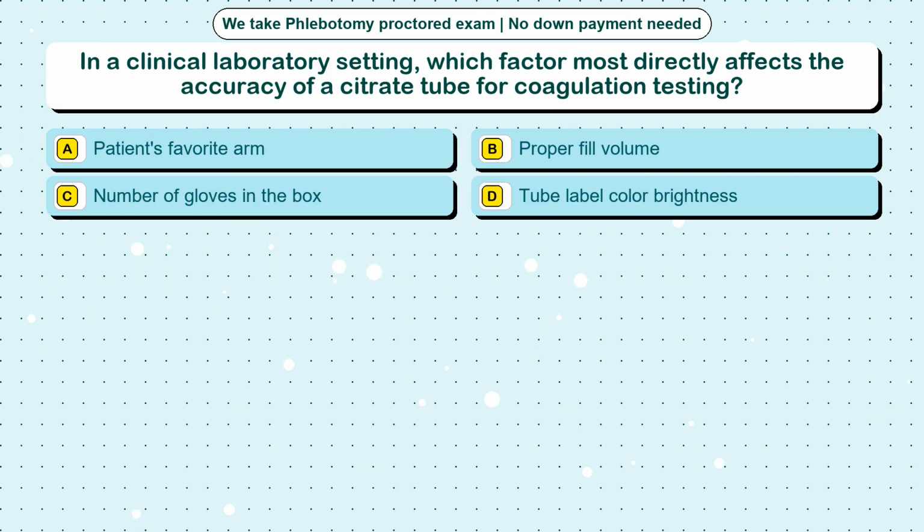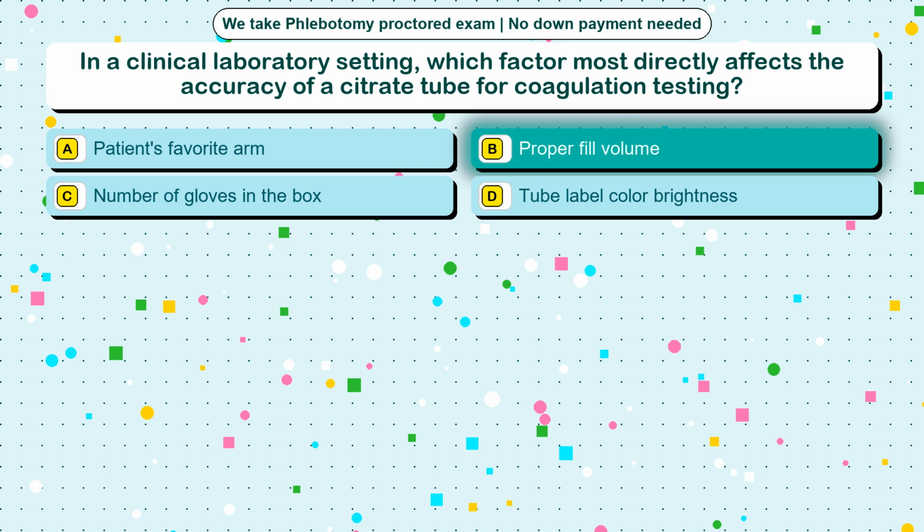Question 50. In a clinical laboratory setting, which factor most directly affects the accuracy of a citrate tube for coagulation testing? Option A. Patient's favorite arm. Option B. Proper fill volume. Option C. The number of gloves in the box. Option D. Tube label color brightness.